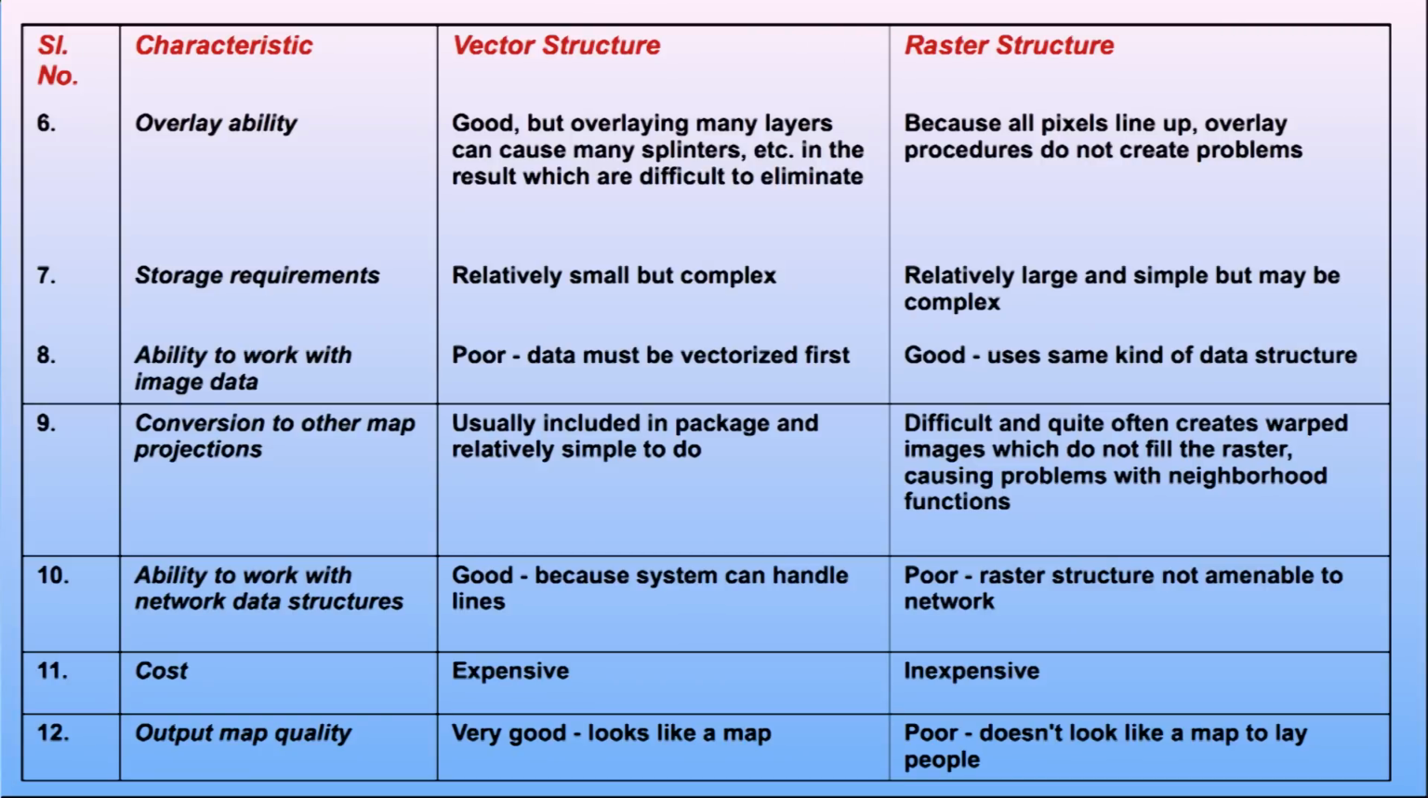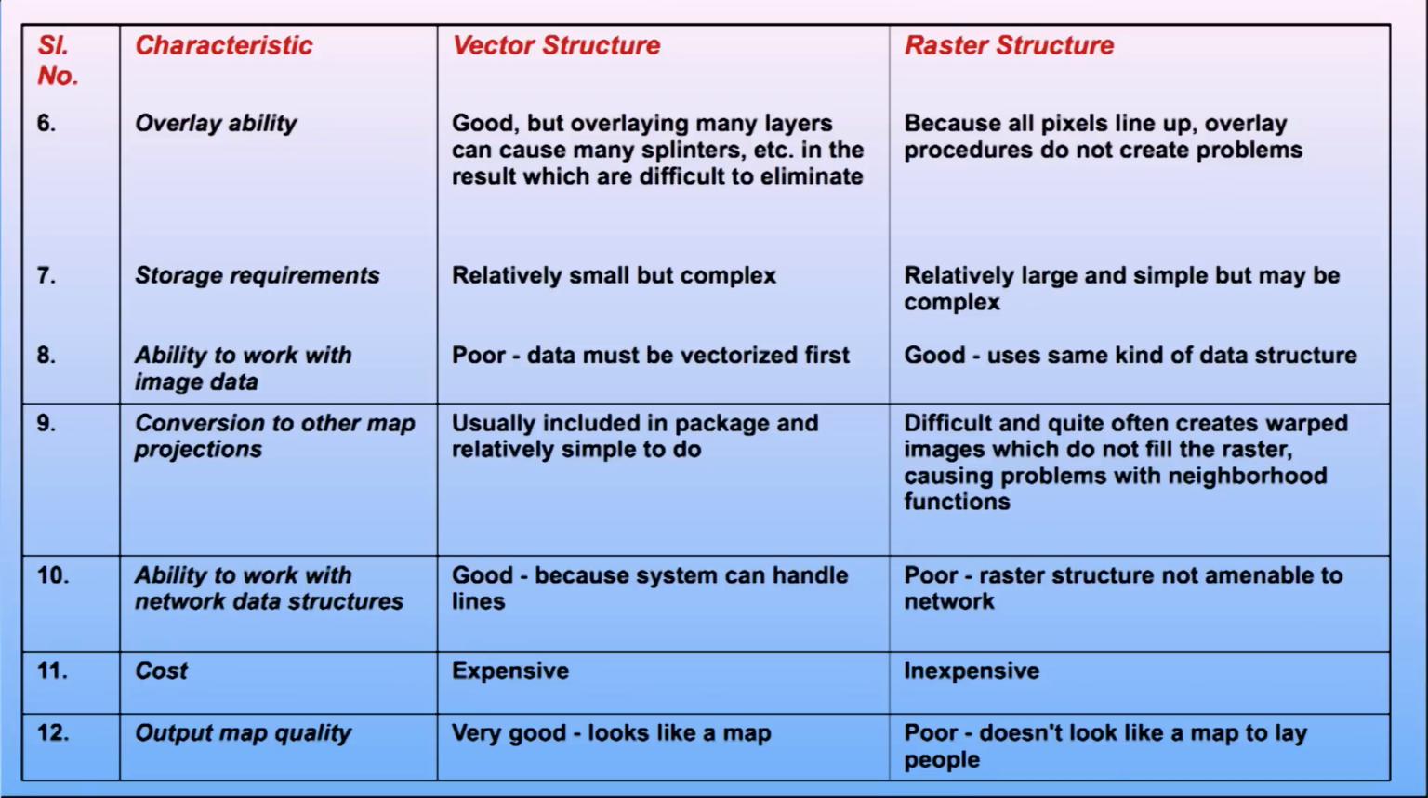Now attribute precision is very good in the case of vector, and you can have n number of attributes associated with each vector entity, point, line or polygon, but in the case of raster it is limited to only one attribute value per entity.